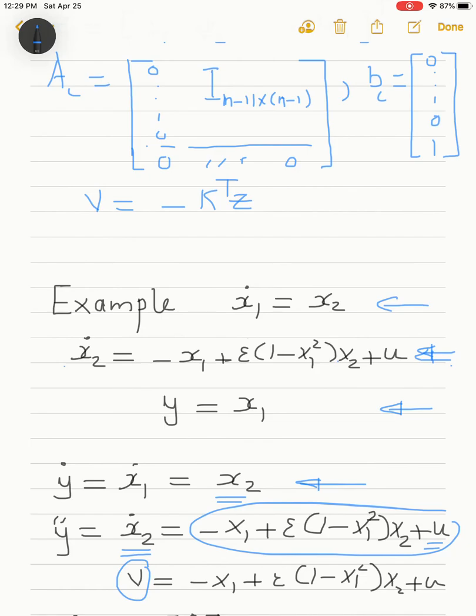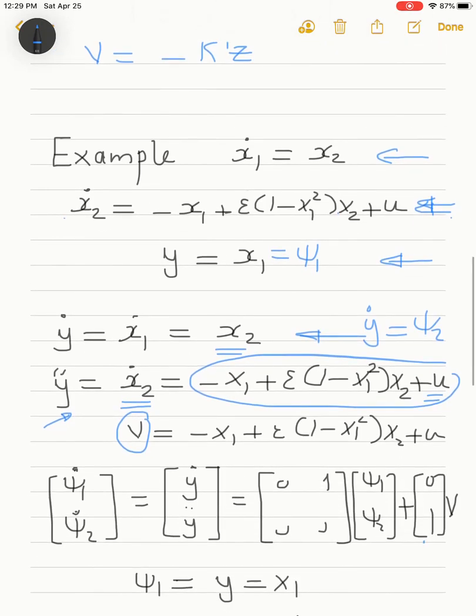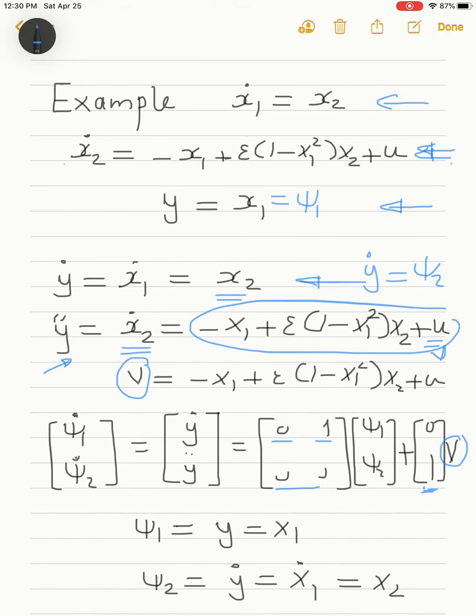We can select v here as equal to the right hand side of the equation for y double dot, and if we define psi 1 to be equal to y and psi 2 to be equal to y dot, then we can write the state variable equations as psi1 dot, which is actually x2 or psi2, equal to 0 1 here, multiplying the psi1 and psi2 vector, and psi2 dot would be equal to v as we agreed. So we'll have here 2 zeros and 1 in the last element, that multiplies v, and the output is psi1.